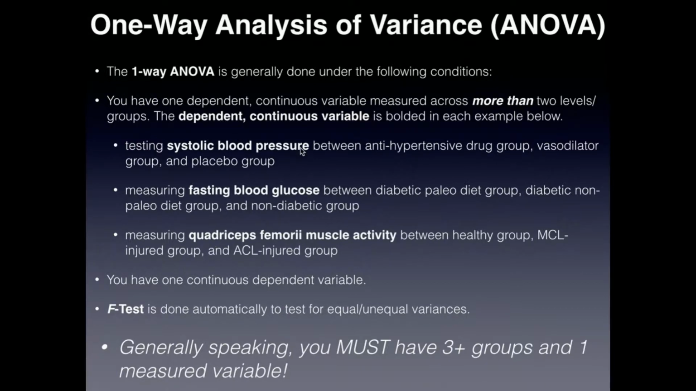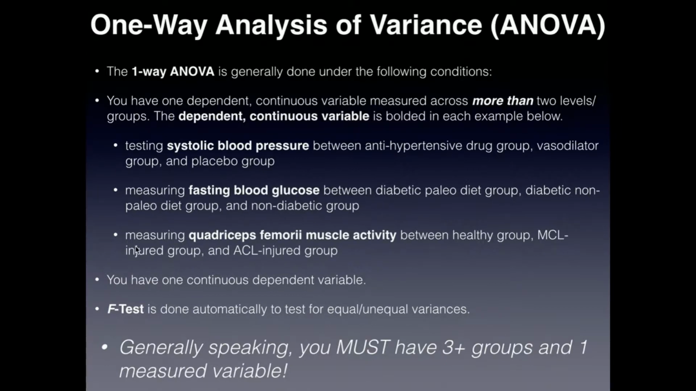Let's say I want to measure systolic blood pressure. That's my variable I'm measuring between 3 groups: an antihypertensive drug group, a vasodilator group, and a placebo group. I've got 3 different groups. I'm measuring the same one thing for all 3 of them. I would compare differences using one-way ANOVA. Second example, we want to measure fasting blood glucose between a diabetic paleo diet group, a diabetic non-paleo diet group, and the third group is a non-diabetic group. That's 3 different groups, and I'm measuring the same variable, fasting blood glucose, in all 3 of them. So I would compare differences with a one-way ANOVA.